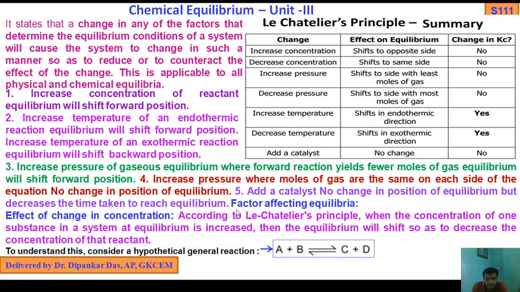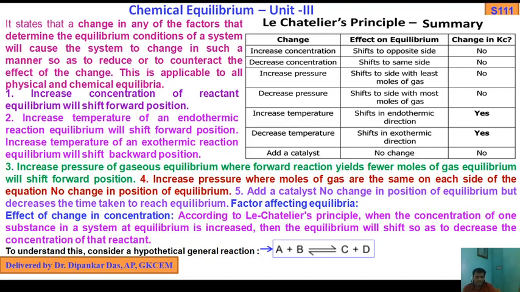Now, increase concentration, equilibrium shifts to the opposite side, change in Kc? No. Decrease concentration shifts to the same side, no change in Kc. Increase pressure shifts to the side with the least number of moles, no change in Kc. Decrease pressure shifts to the side with the most moles of gas. Increase temperature shifts toward endothermic reactions, yes, Kc changes. Decrease temperature shifts toward exothermic reactions, yes, Kc changes. Add a catalyst, no change, it only helps to attain the equilibrium sooner.